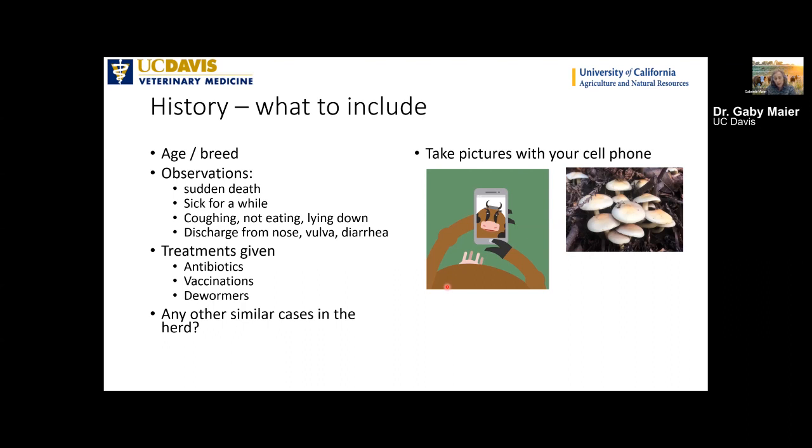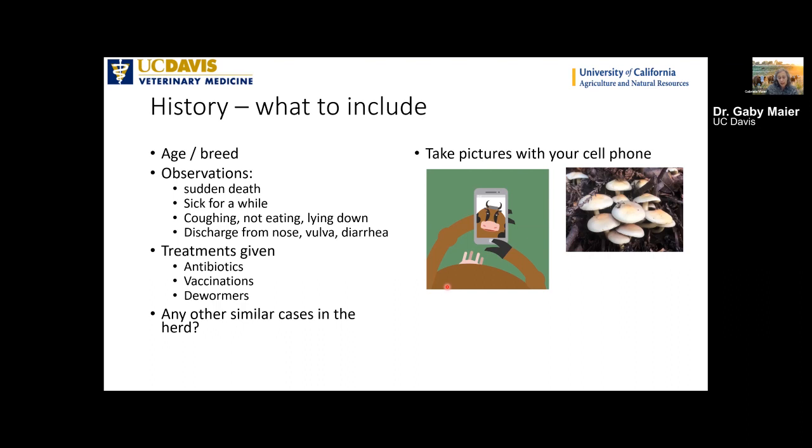Also, the vaccination history can be important, whether the animal was recently dewormed or not. And then also if any other similar cases have occurred in the herd before. And then since we all have cell phones with cameras, it's so simple to take pictures. So it's also recommended to take a picture of the carcass, how you found it in the field. Maybe there are some clues, maybe the animal was thrashing or not. So that could be a piece of information that's important.